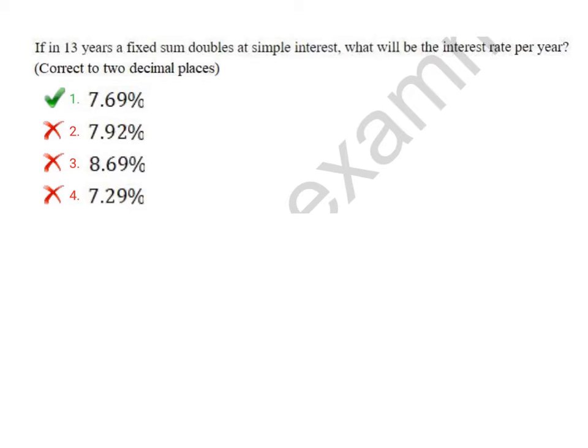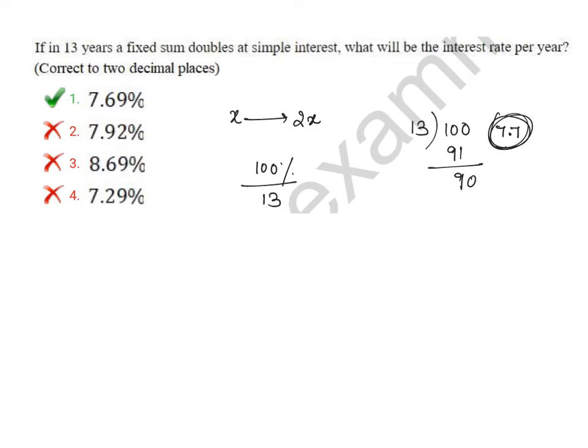If in 13 years a fixed sum doubles at simple interest, what will be the interest rate per year? When a sum doubles, when x becomes 2x, the interest is 100%. And how many years did it take? 13 years, so divide it by 13 so that you will get each year's interest. 13 sevens are 91, again 9, again put a point and 90, it is nearly 7.7. So 7.7 is nothing but 7.69 because I have taken a little more, so the answer is 7.69. Now look at the next question.